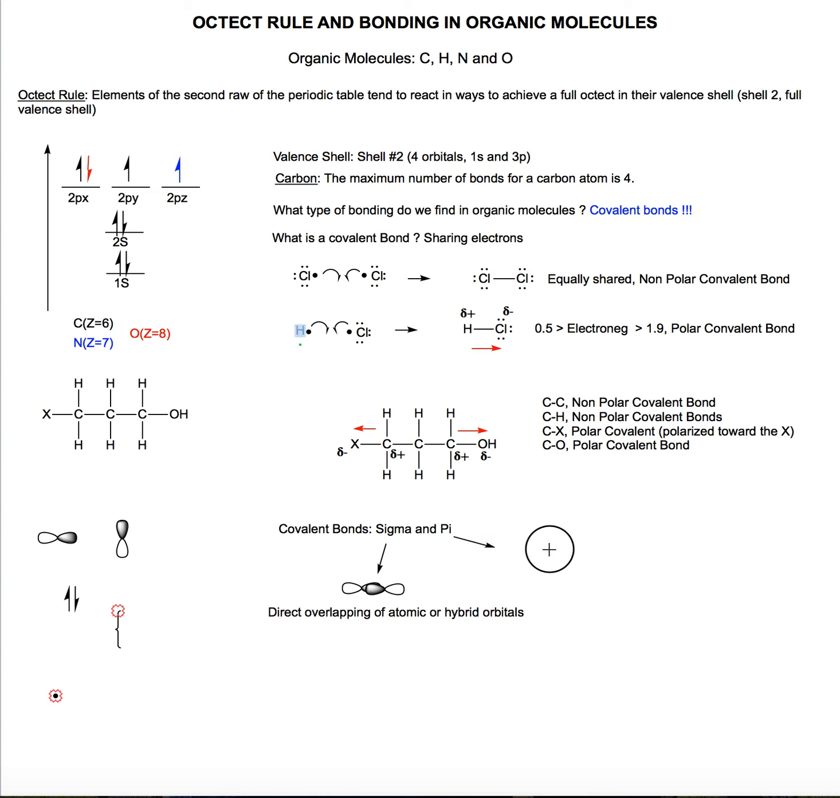A pi bond, remember, is side-by-side overlapping of pure orbitals, okay? So a big difference in between sigma and pi, okay? This is a pi bond: side-by-side overlapping of pure orbitals. Sigma: direct overlapping of atomic or hybrid orbitals. So I'm gonna say over here, side-by-side overlapping of pure orbitals.